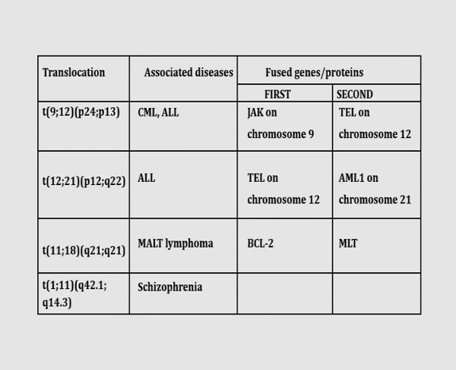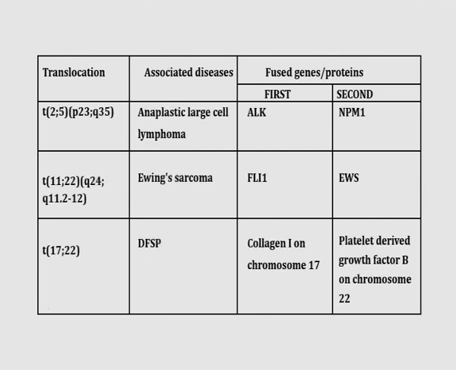Yet in the next case, it is t(11;18), q21 and q21, and the associated disease is MALT lymphoma, with the genes involved being BCL2 and the second being MLT. And the next case, t(1;11), q42.1 and q14.3. The associated disease is schizophrenia and the genes involved are not mentioned.